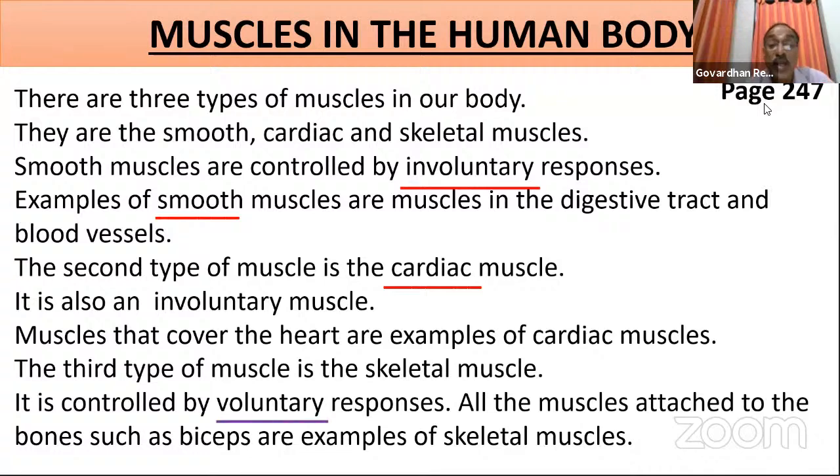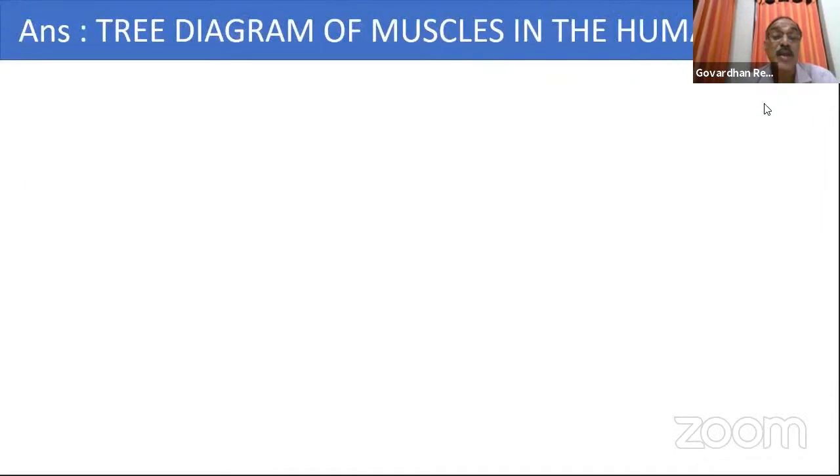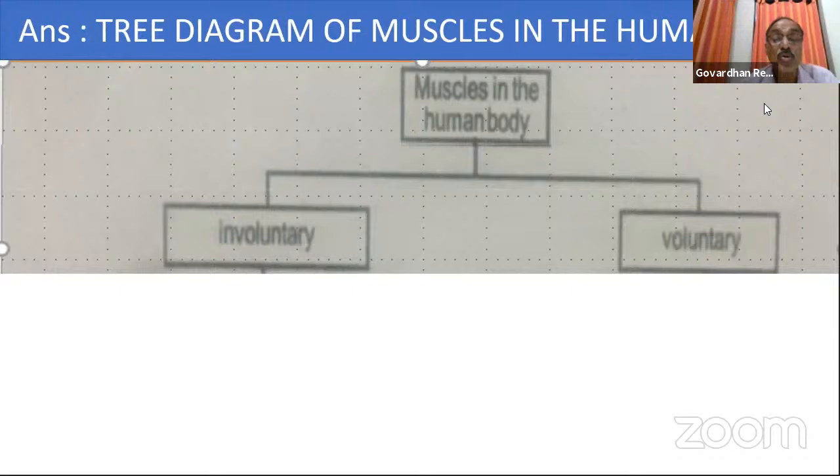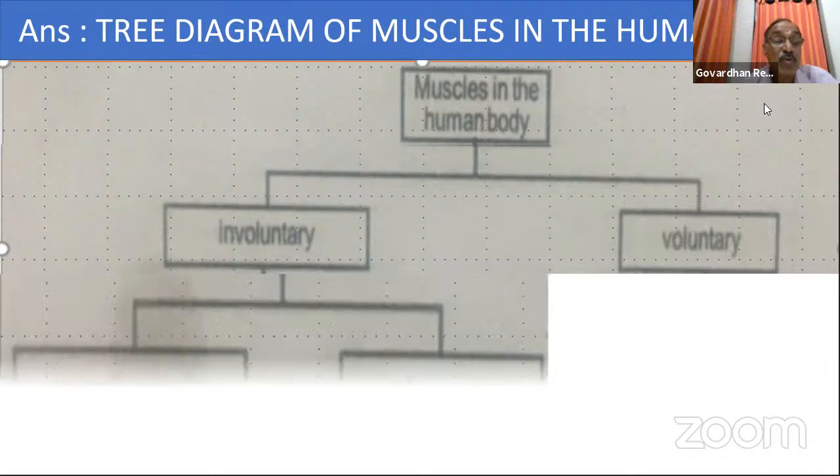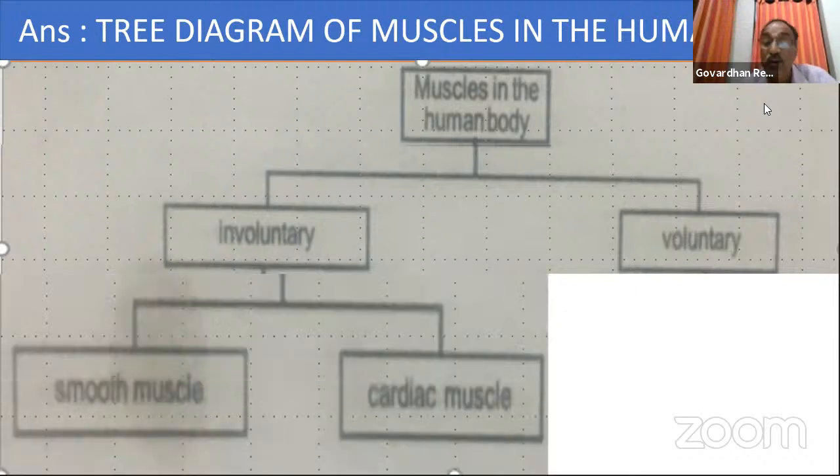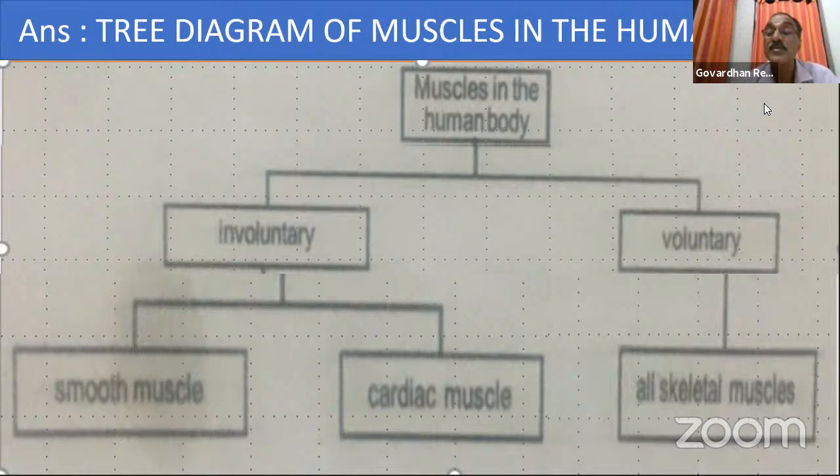So we have two types of muscles: muscles controlled by involuntary responses and muscles controlled by voluntary responses. The examples of voluntary muscles are skeletal muscles. So based on this, you can divide the muscles in the human body into voluntary muscles and involuntary muscles. Examples of involuntary muscles are smooth muscles and cardiac muscles, whereas the examples of voluntary muscles are skeletal muscles. In this manner, you can divide the passage.